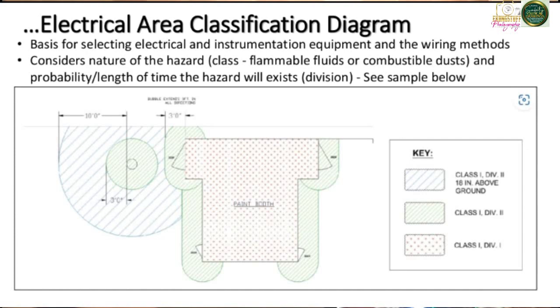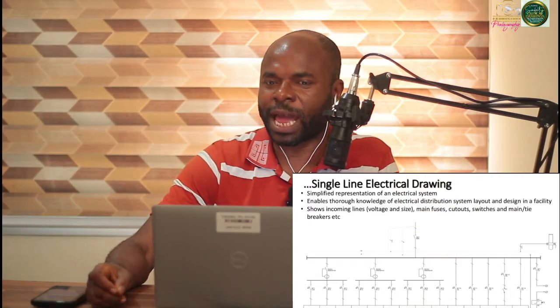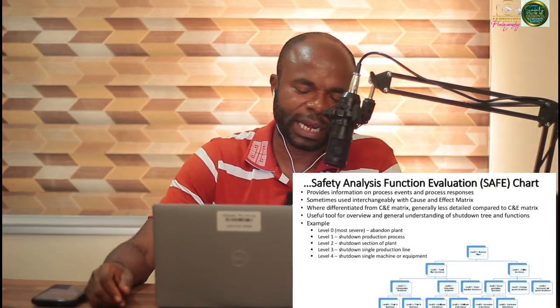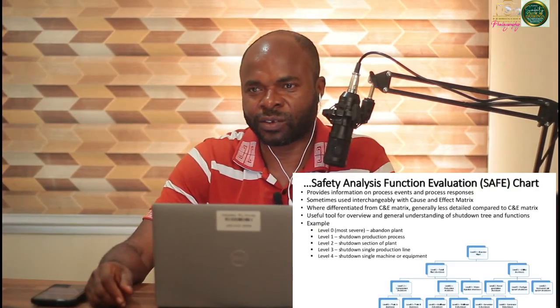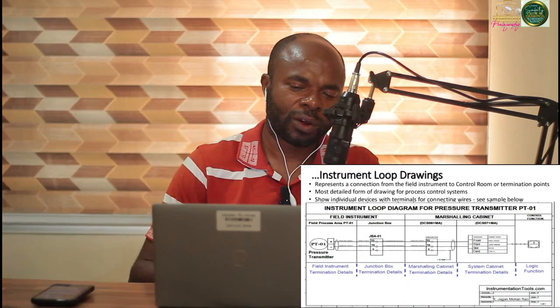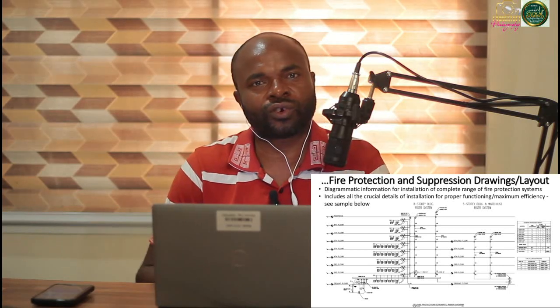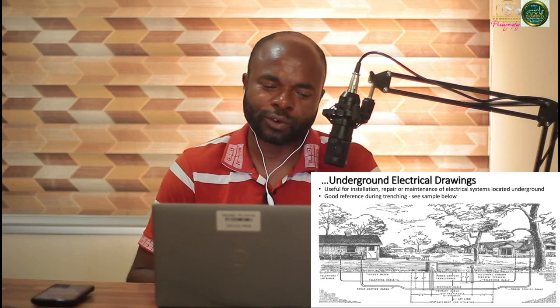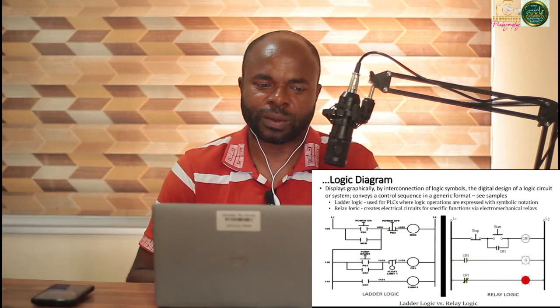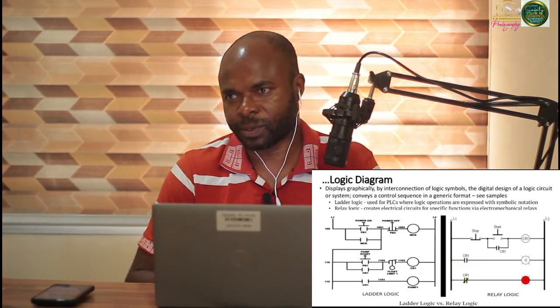Another one can be the electrical area classification diagrams. Think about single line drawings. Talk about cause and effects matrix. Talk about safety analysis, functional evaluation chart, some call it in short SAFE chart. Talk about instrument loop diagrams. Talk about fire protection and suppression drawings or layout. Talk about underground electrical drawings. What about system electrical and hydraulic schematics? And then for the purpose of this drawing, think about logic diagrams.